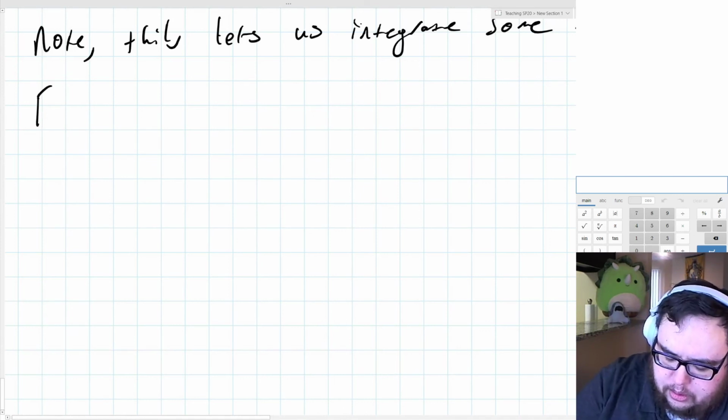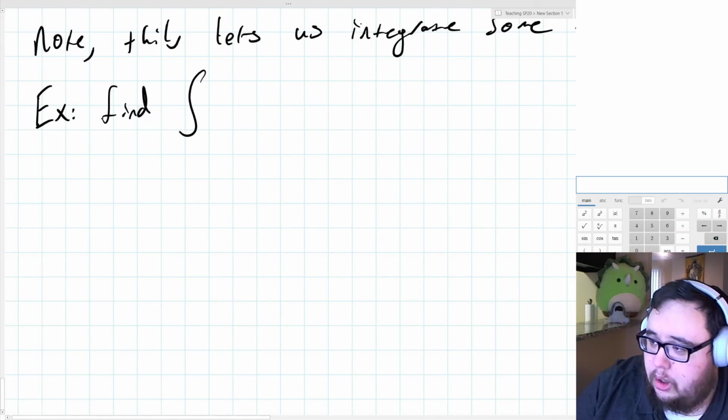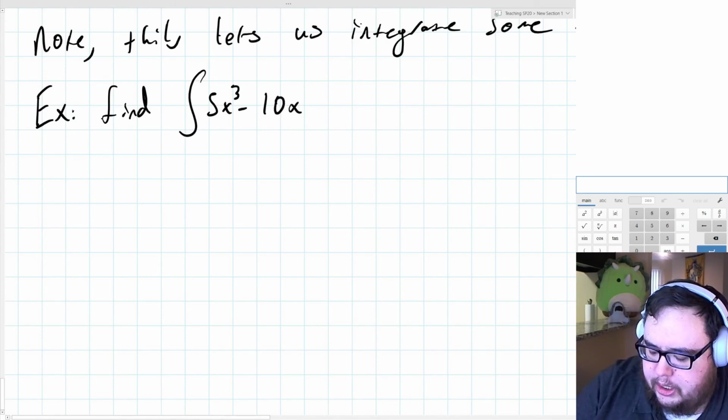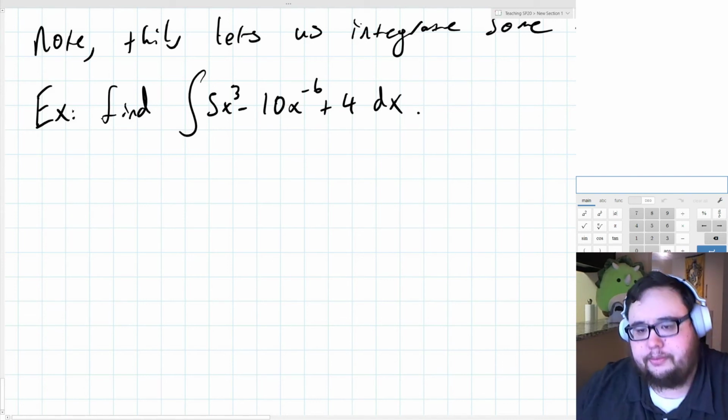So for example, let's find the integral of 5x cubed minus 10x to the negative 6 plus 4 dx.